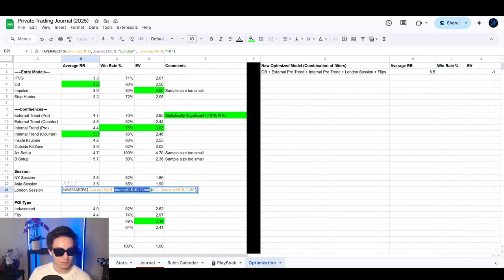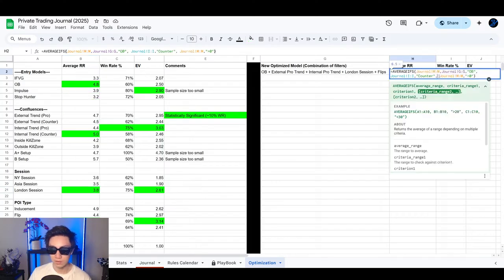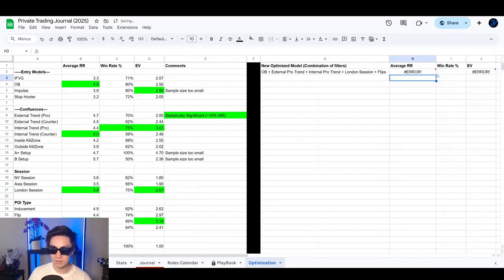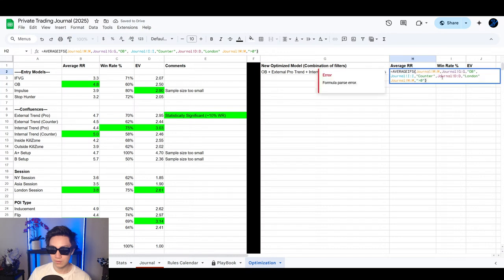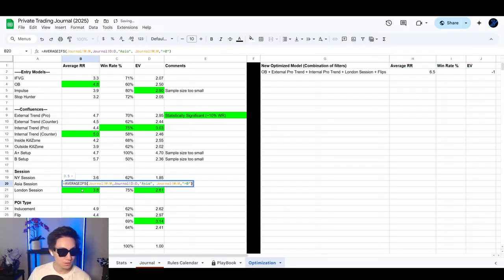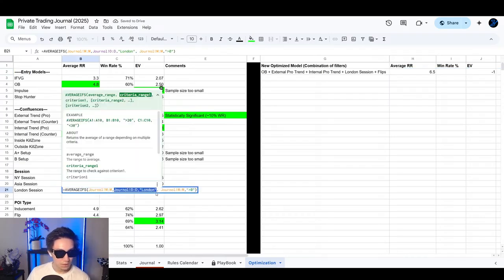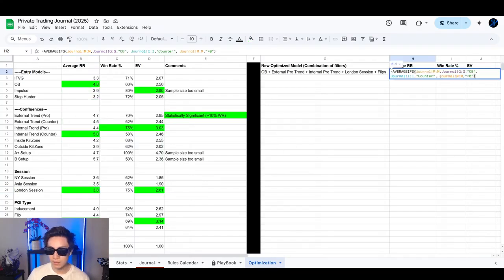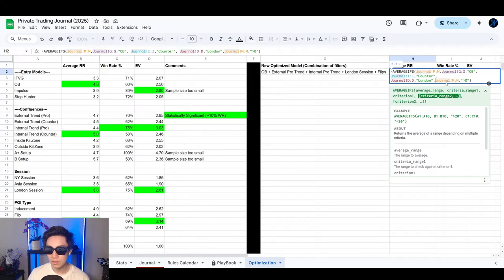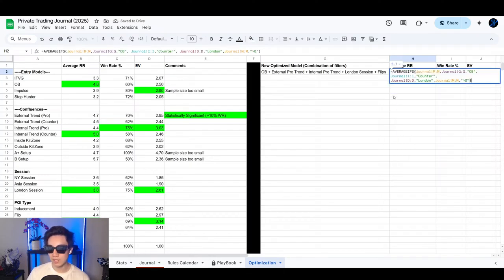Okay, now let's add London session here as a filter. So what it's doing here is, oh, hold on. London session. It's a syntax error. Okay, so you can see including London session actually brought down the risk reward a bit here. But we'll include that. We'll include that.